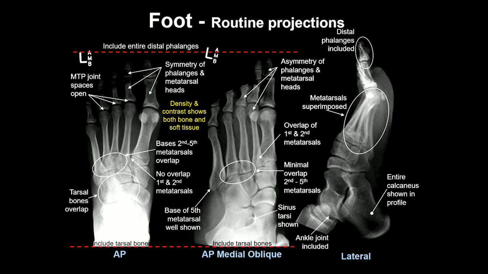And on the lateral view, the metatarsals will be superimposed. You should include the distal phalanges. The entire calcaneus should also be shown in profile, and the ankle joint should be included.